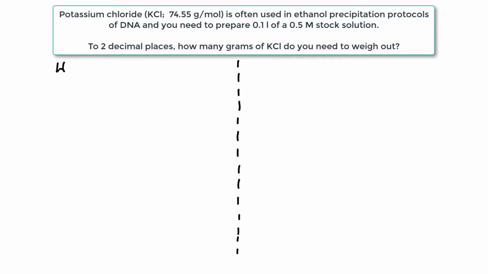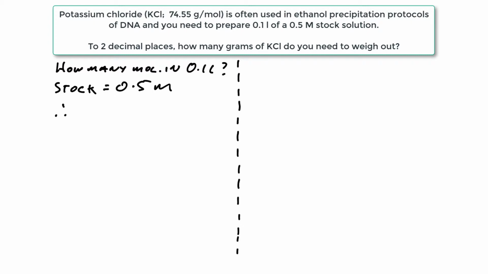The first question we need to ask ourselves is how many moles of potassium chloride are there in 0.1 litres of a 0.5 molar stock solution. Now we know that the stock is 0.5 molar, and as 0.5 molar is 0.5 moles per litre, we can work out the number of moles present by taking the stock concentration of 0.5 and multiplying it by the volume of 0.1 litres, and this gives us an answer of 0.05 moles.